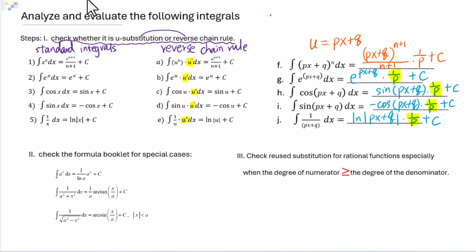Second step, if you already figure out it's not reverse chain rule, then you need to check the formula booklet for special cases, like these two. Third step, check whether you can use U substitution for rational functions, especially when the degree of the numerator is greater than or equal to the degree of the denominator.